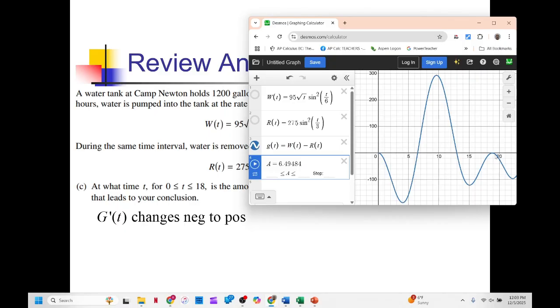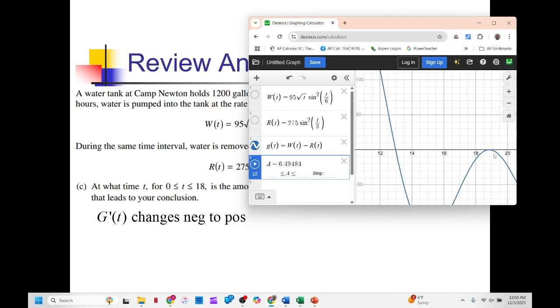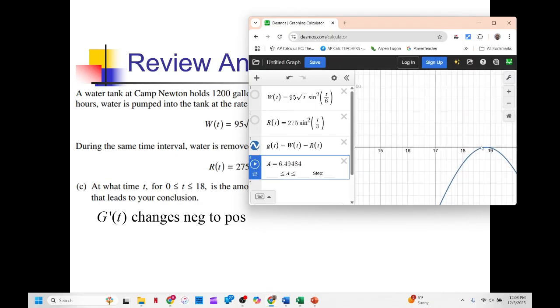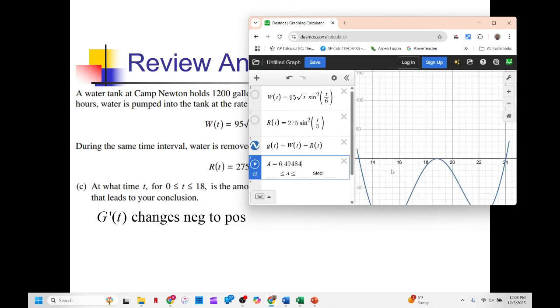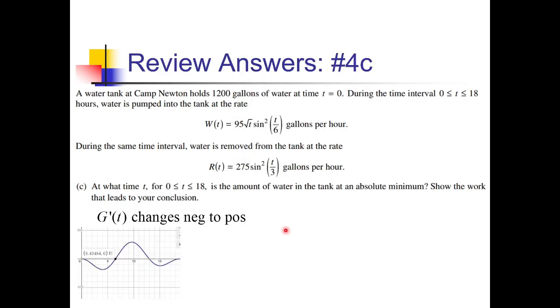There's this other spot over here, but we don't go negative to positive there. We actually just bounce off the x-axis. So it really was just this one spot here at 6 and change. I'm going to call that A on my paper response as well, just so I don't have to keep writing this number.